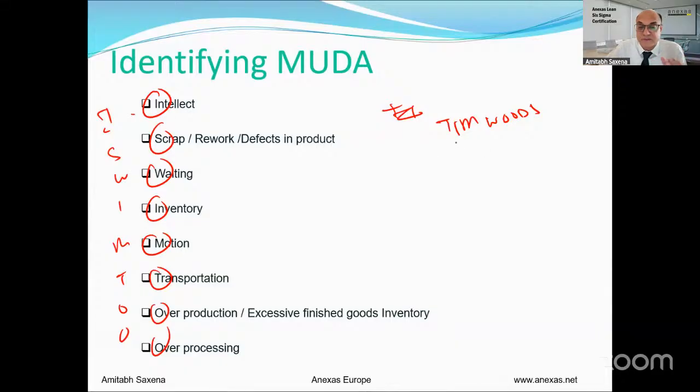Tim Woods. Again, if you rearrange these wastes, it will give you TIM: transportation, inventory, motion, waiting, over processing, etc. Or another acronym is also there, town time. Whatever you like, you can use that to remember waste.